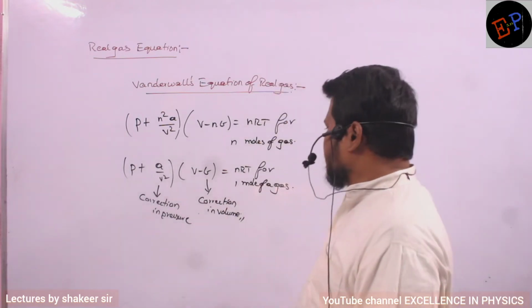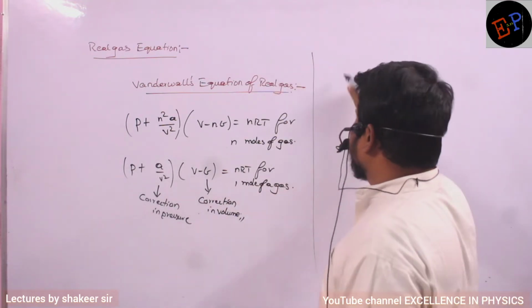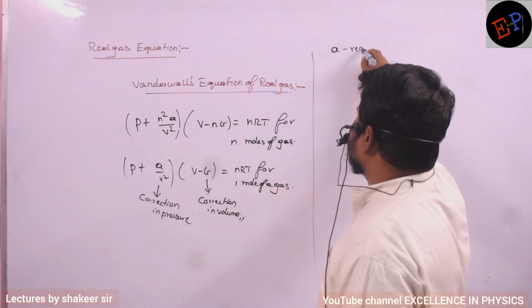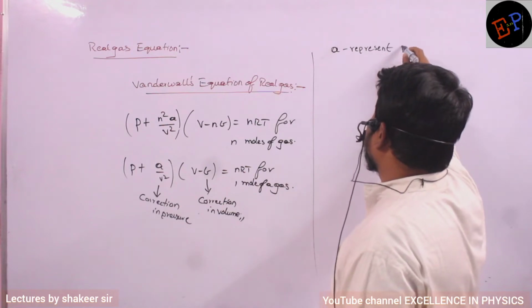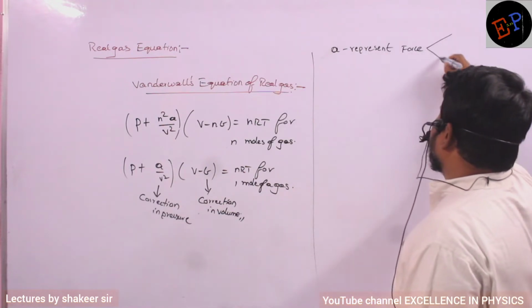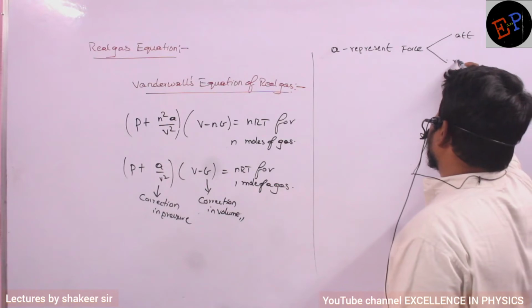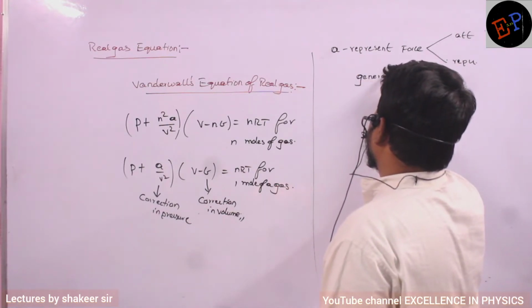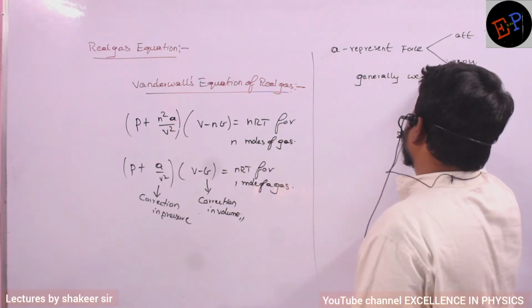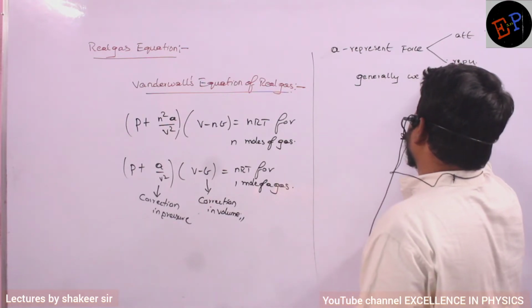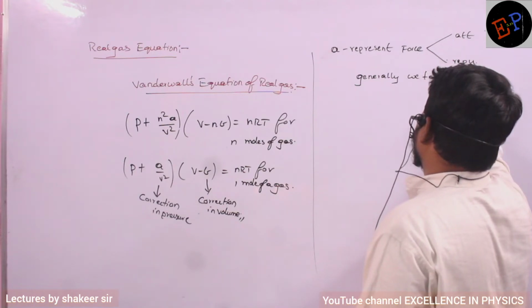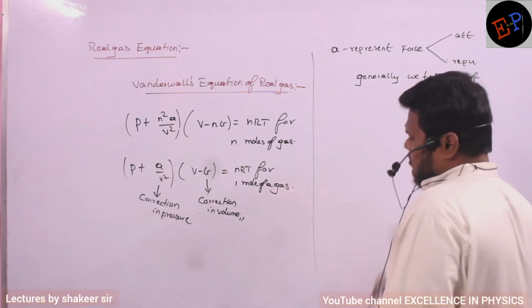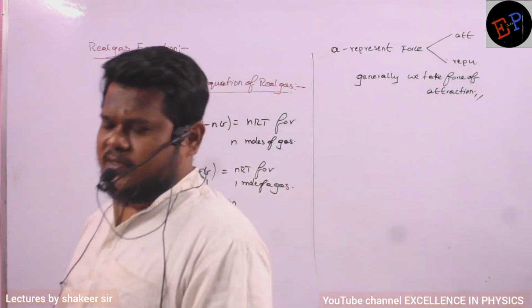Now in this equation, what does a represent? a represents force. And force may be force of attraction, or it may be force of repulsion. But generally we take force of attraction. Generally, force of attraction is considered because maximum force of attraction will be present between the molecules.